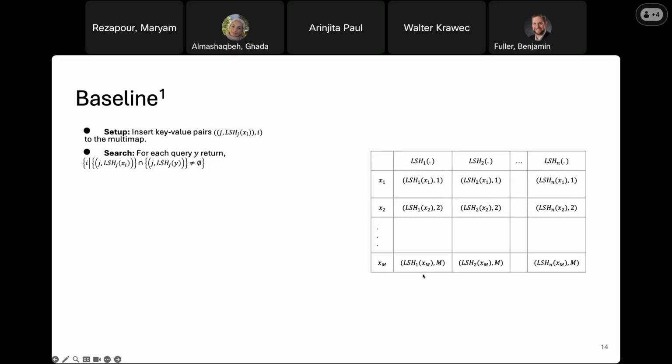Later, through search, we are going to return any record in the database that shares at least one LSH evaluation with the query. So it's a disjunctive search. We are going to see if there is a record that has a common evaluation on LSH1 or LSH2 through to LSHN.